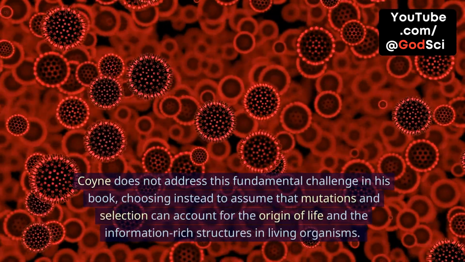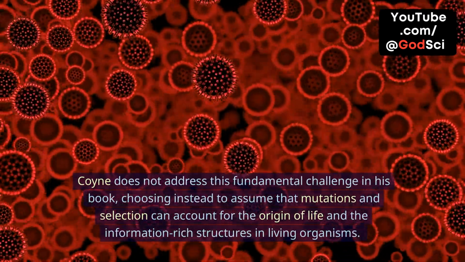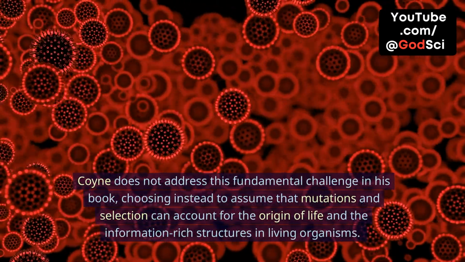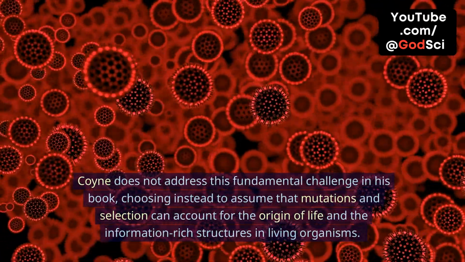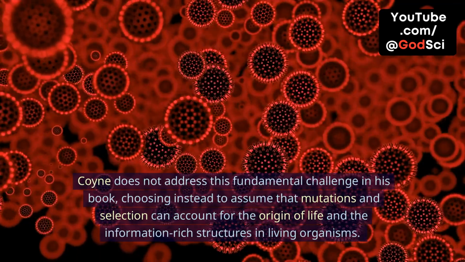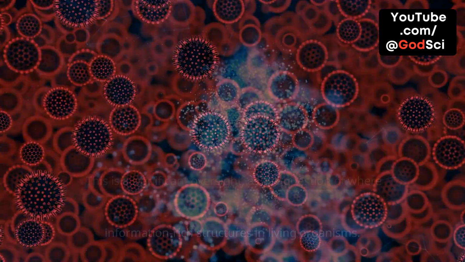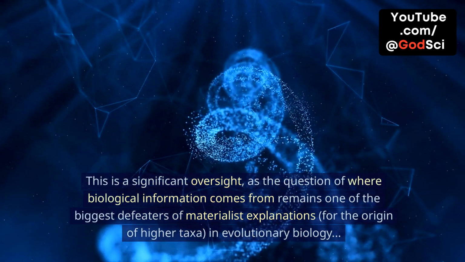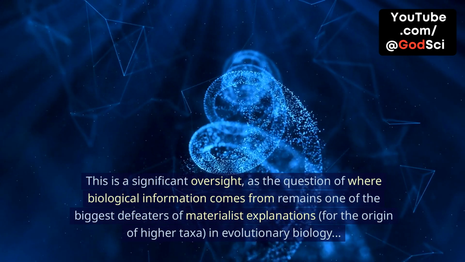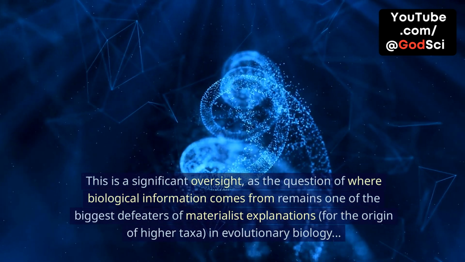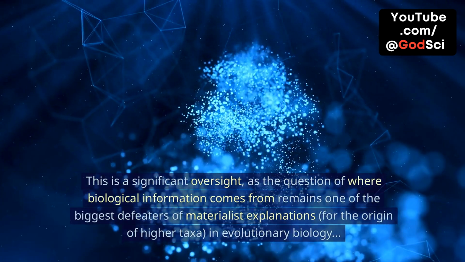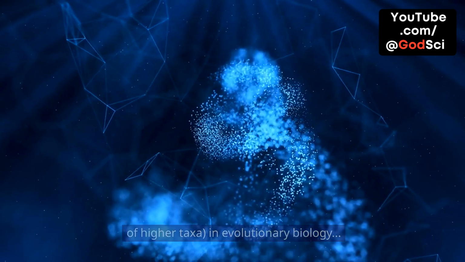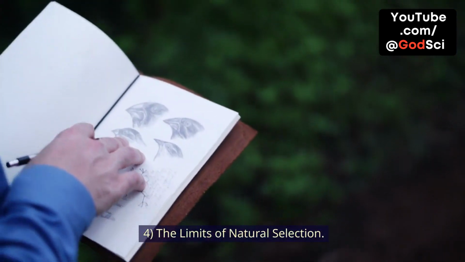Coyne does not address this fundamental challenge in his book, choosing instead to assume that mutations and selection can account for the origin of life and the information-rich structures in living organisms. This is a significant oversight, as the question of where biological information comes from remains one of the biggest defeaters of materialist explanations for the origin of higher taxa in evolutionary biology. The limits of natural selection.